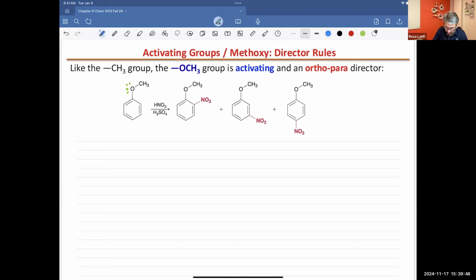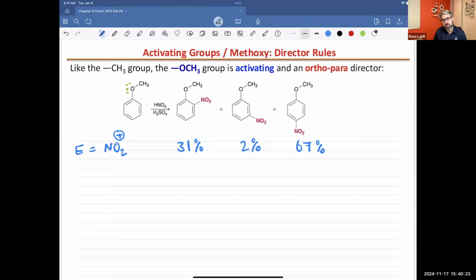And the first step of this reaction is creating an electrophile, and the electrophile will be NO2 with a positive charge. Okay, and so we get ortho, meta, and para. The para will be something around 60%, while the ortho is around 31%, while the meta will be around 2%.